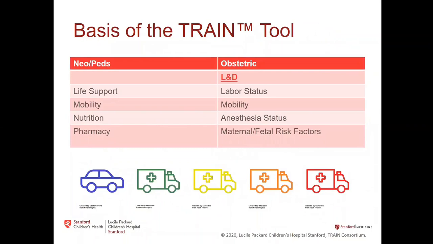This is the basic schematic of it. You can see that neo and peds are slightly different from obstetrics, but they basically do the same thing. We look at a person's resource needs in 4 domains. For instance, in neo-peds, it's life support, mobility, nutrition, and pharmacy. And based on their resource needs, they are assigned to one of 5 categories that relate to their transport needs. They can be sent out in a car, in a minimal ambulance like a Medivan, a standard basic life support ambulance, an advanced life support ambulance, or they need a specialized rig and crew. Next, please.